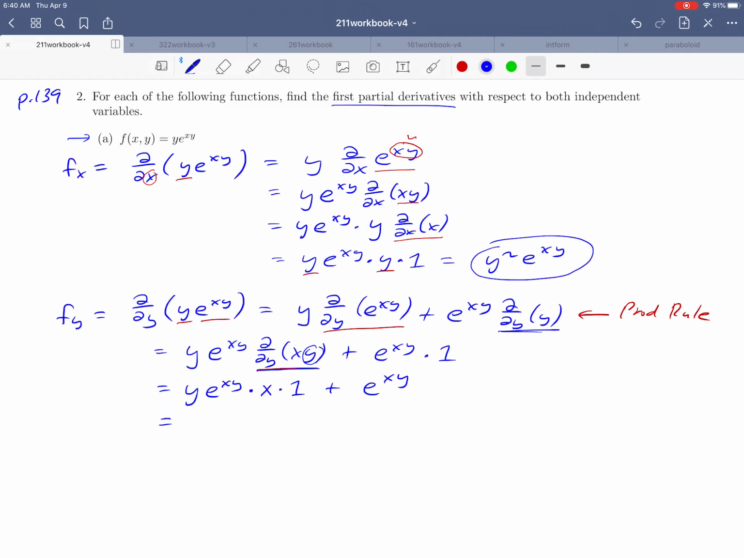And so putting it all together and just rewriting this, I'm going to take this x and just move it to the front. This is xy e to the xy plus e to the xy. And that should be our answer for the partial derivative with respect to y.